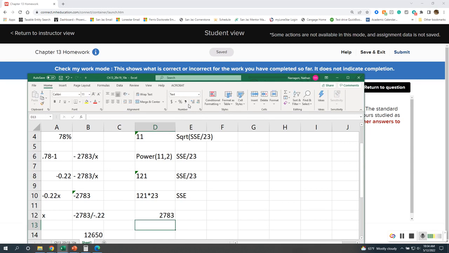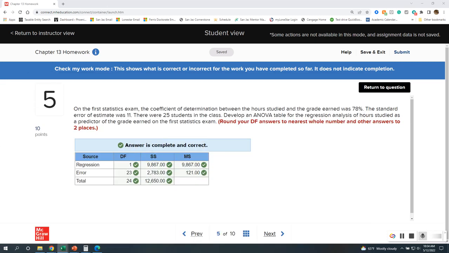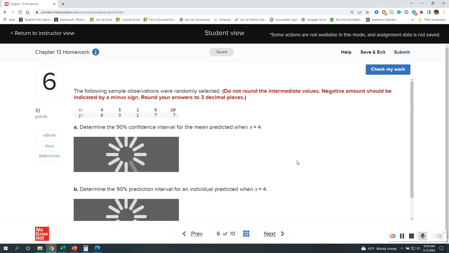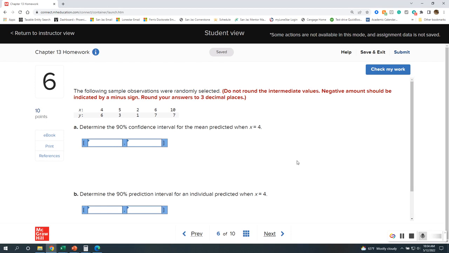And there's our 2,783. That matches to our SSE. So again, hopefully that helps on when you try and do this problem. Question 6. So here we have confidence intervals.